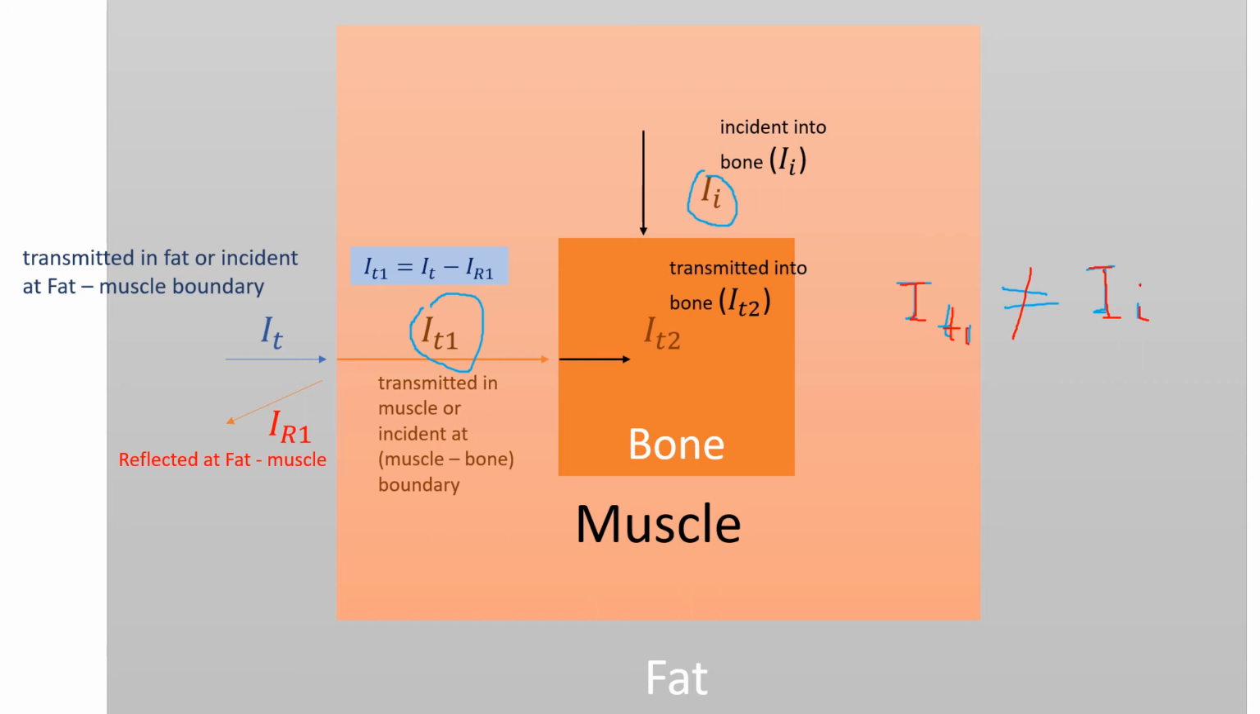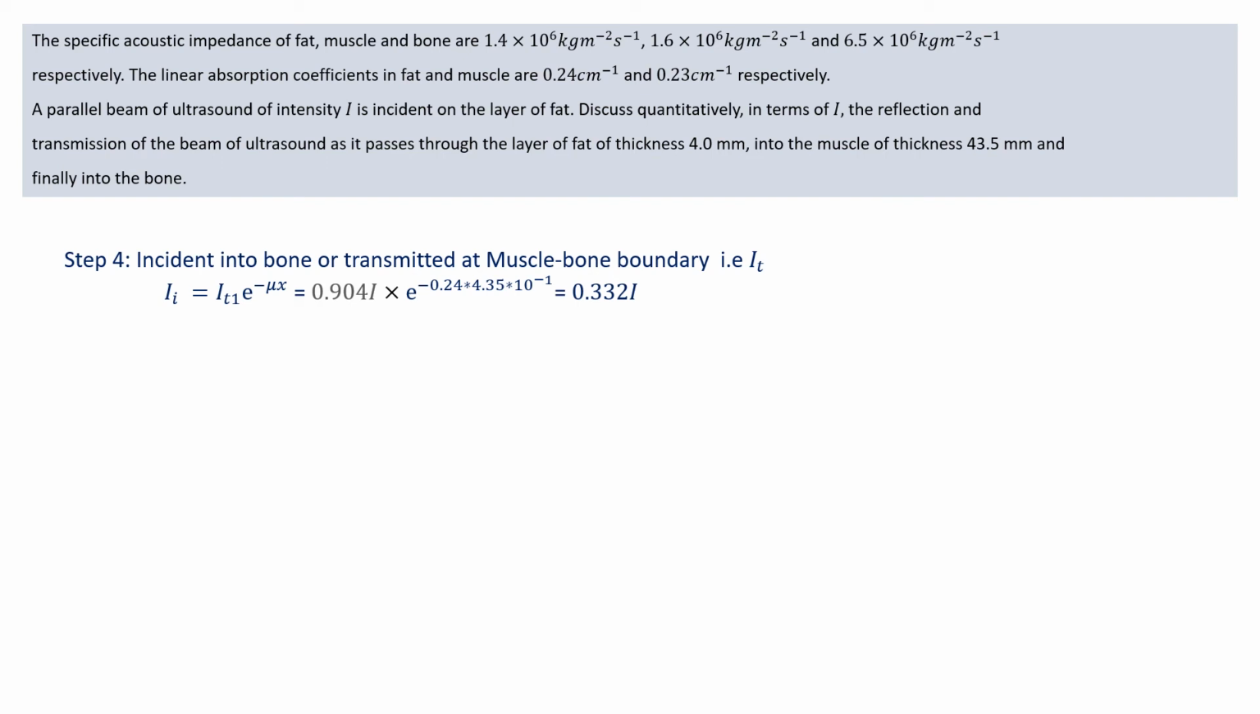And this is I2, which is transmitted into bone, and this is reflected at the muscle bone boundary. I told you this is the muscle bone boundary, and we got this incident into bone, or transmitted into bone. So again, first I'll make my bone, and here I have this incident. This is I1.